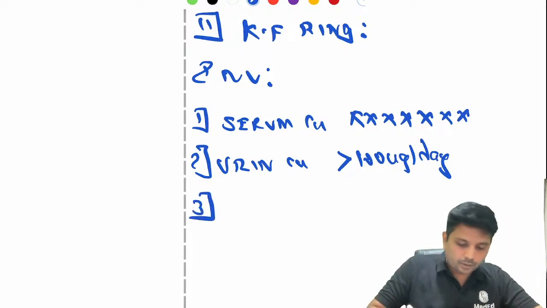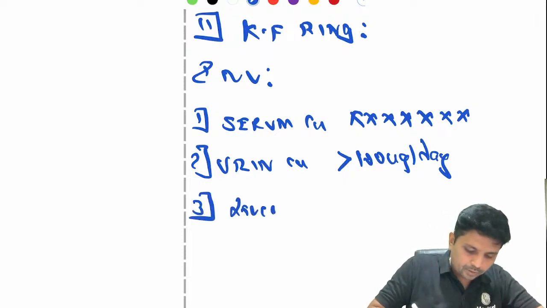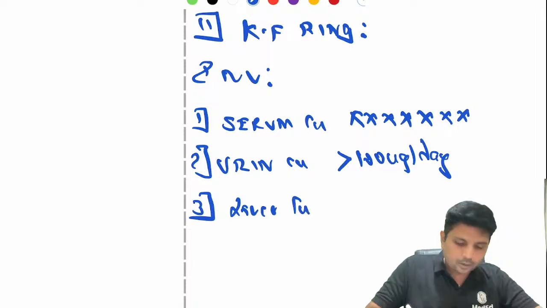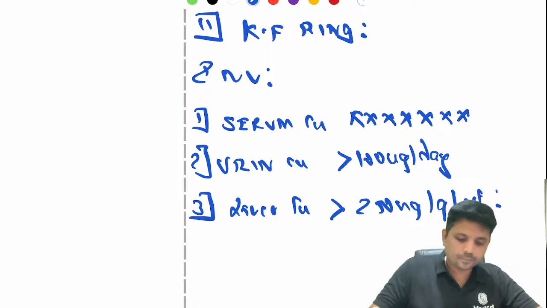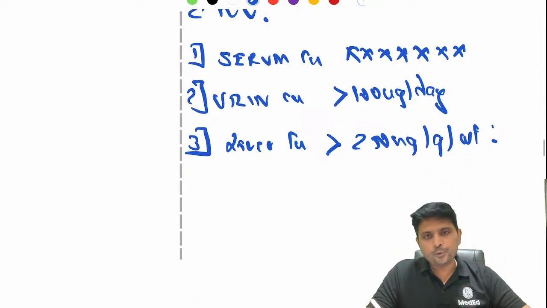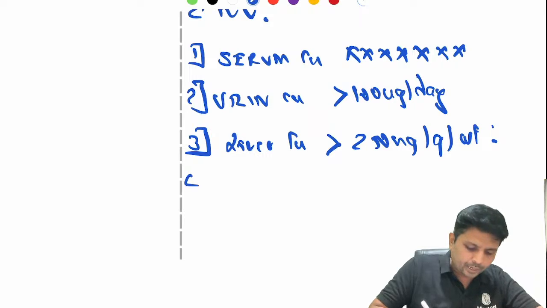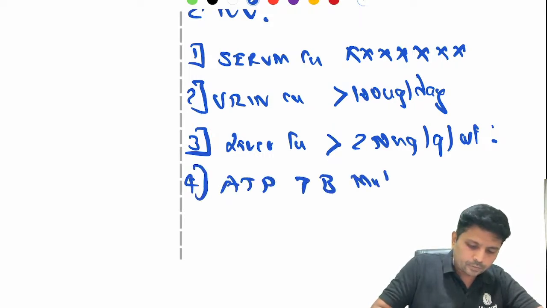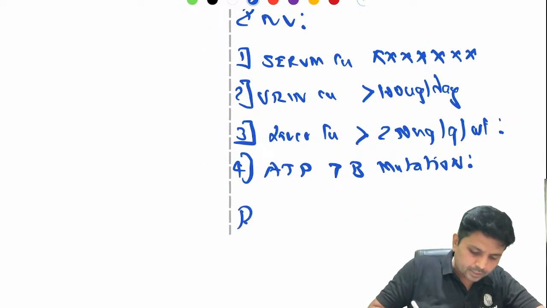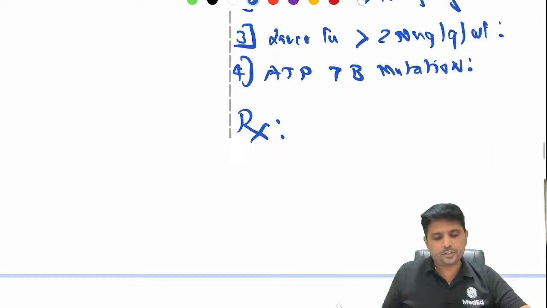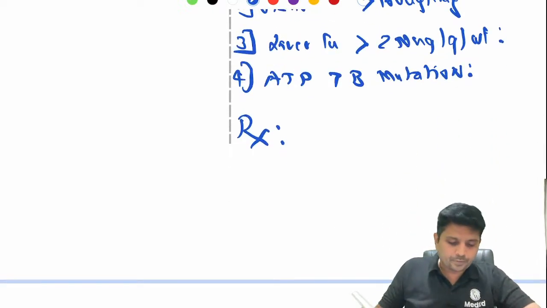And then liver copper. Liver copper is more than 250 microgram per gram of dry weight of liver. So urine copper, liver copper, and then you can do ATP7B mutation. So these are all the investigations. So what is the treatment of choice for Wilson's disease?